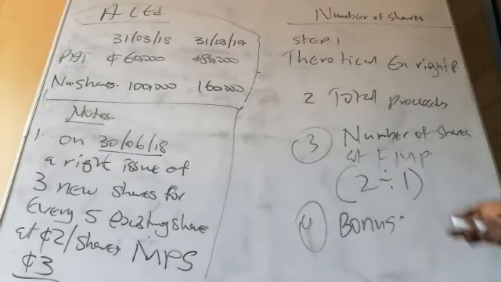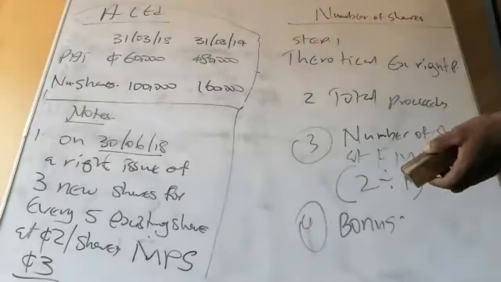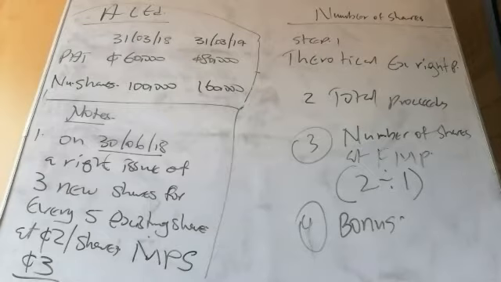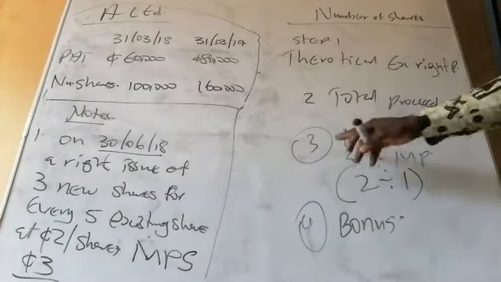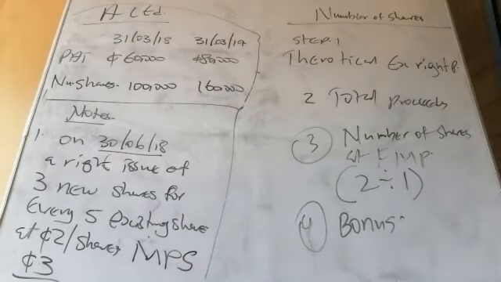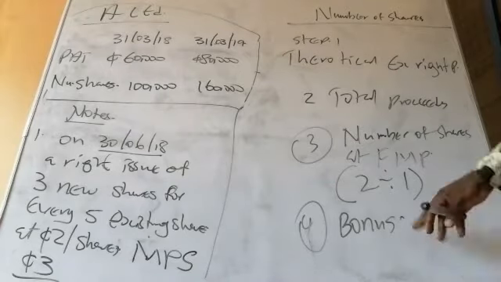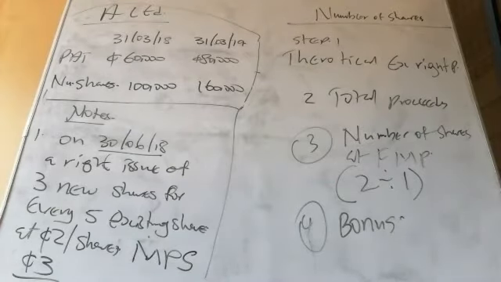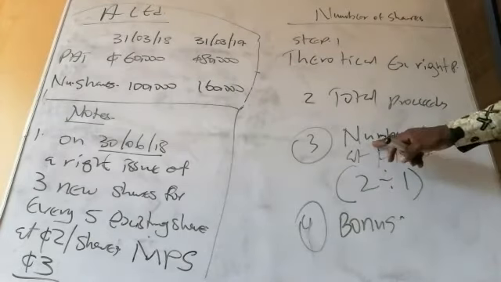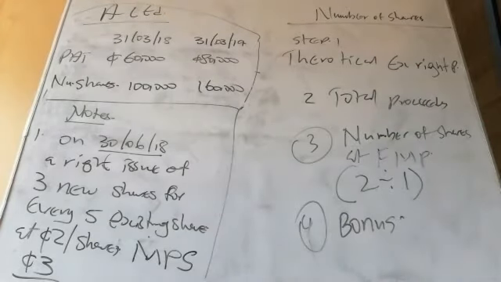So you can take a snapshot of this first. I take it off and do the actual. Use this one as an illustration as well. So can you take a snapshot of this? Step 1, theoretical ex-right price. Step 2, total proceeds received. Step 3, number of shares at full market price. And then step 4, the bonus section. Just the difference between this and the total number of shares issued. Then we add that. Great.